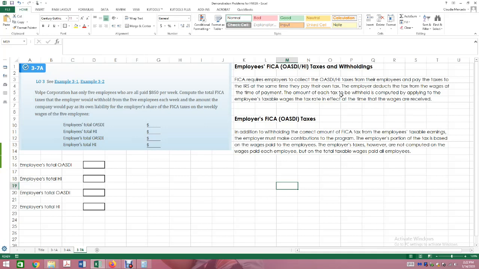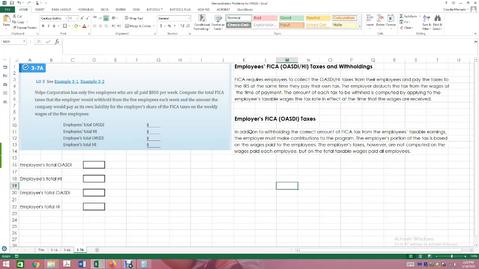The amount of each tax to be withheld is computed by applying to the employee's taxable wages the tax rate in effect at the time that the wages are received. Okay, so when we calculate the employee's taxes, we calculate it on an individual employee basis. Employee 1, employee 2, employee 3, employee 4, individual calculations.